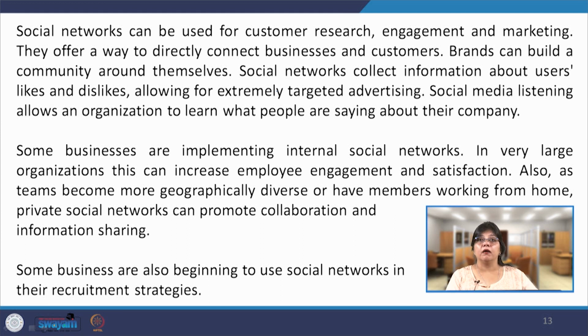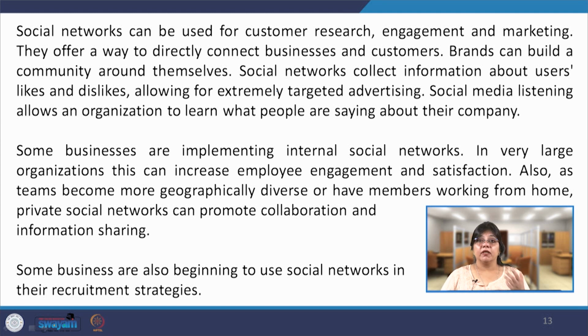So, people tend to build a brand and community around themselves and collect information about users' likes and dislikes, and allow extremely targeted advertising. Social media listening allows an organization to learn what people are saying about their company based on the feedback, based on online chatting about the product. Organizations understand what is the missing part in the product and what the customer wants. Once that connection is established with a particular customer, the organizations are readily aware of how to make useful changes in the product, build that image, capture the market and keep the customers engaged. So, this is the significance of social networks in business and organizations.